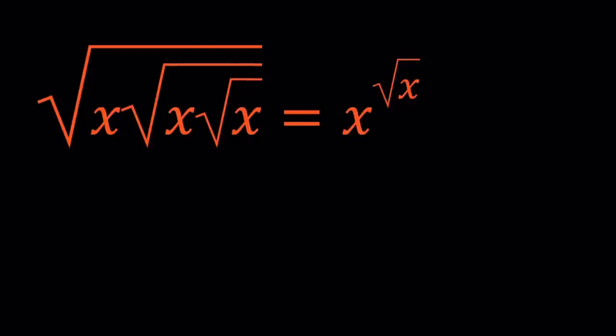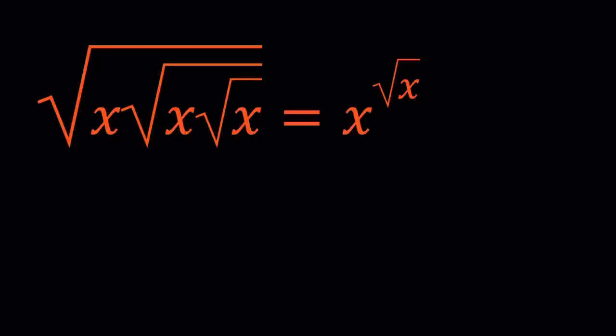Hello everyone. In this video we're going to be solving a homemade radical equation. We have the square root of x times the square root of x times the square root of x equals x to the power square root of x, and we're looking for x values. So let's go ahead and simplify the left hand side.